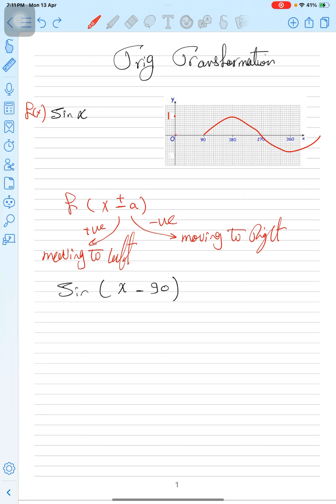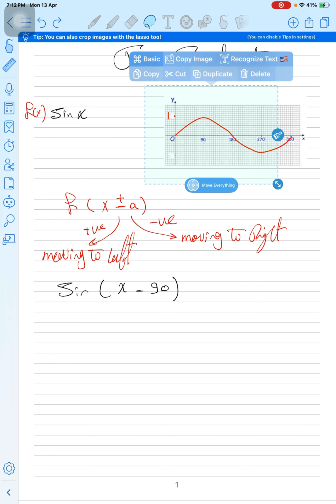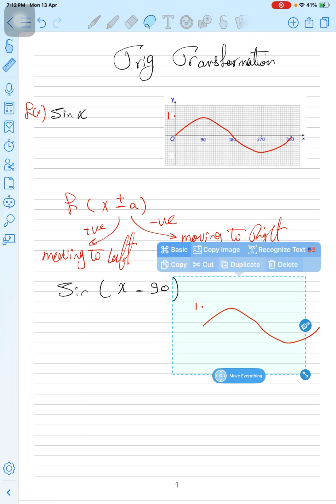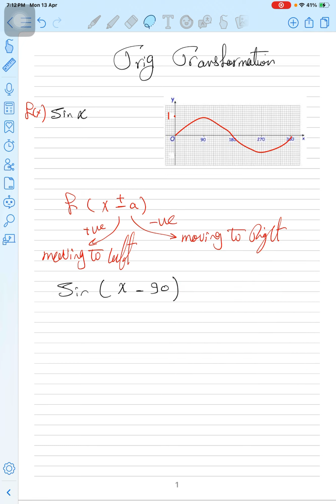But in case I move to the left 90 degrees, it will be like this, so I will move the whole graph to the left 90 degrees. So if I take this whole graph and duplicate it here, the same graph, it will be moving to the left 90 degrees.